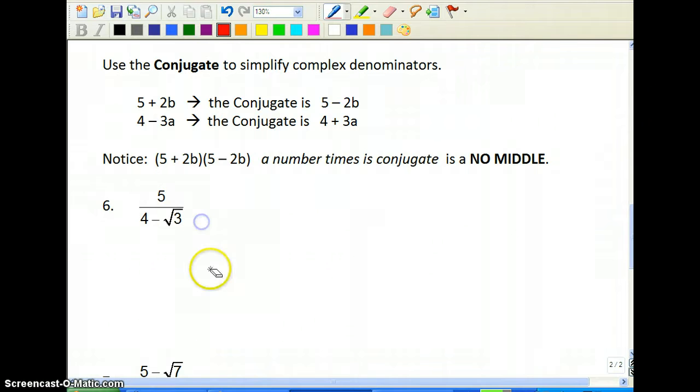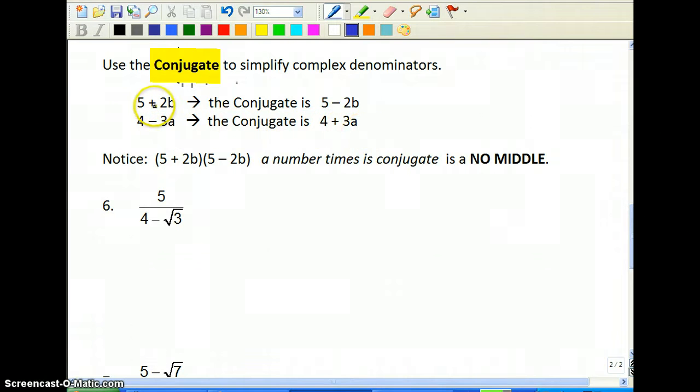Now why? Well, this problem has a complicated denominator, has a minus sign, or sometimes it'll have a plus sign in it. So we're going to use what's called the conjugate to get that out of the denominator now, instead of just multiplying by the root. So what's a conjugate? Well, if the denominator is 5 plus 2b, then the conjugate would be 5 minus 2b. If it's 4 minus 3a, the conjugate would be 4 plus 3a.